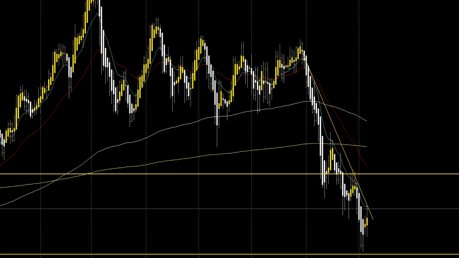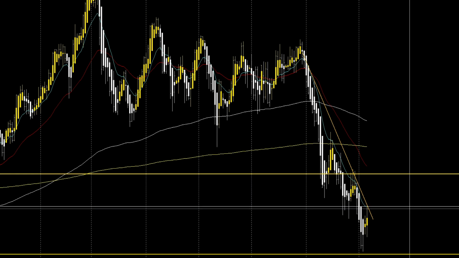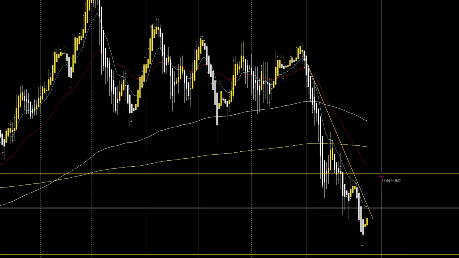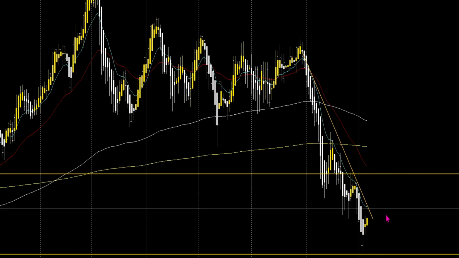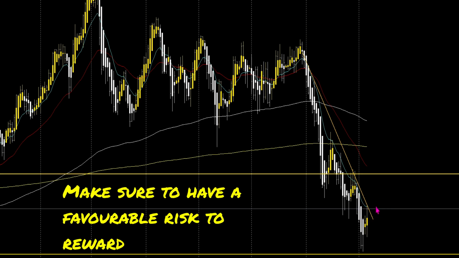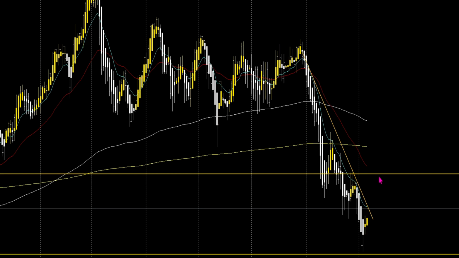So in this case, we can measure the distance from the trend line up to here, and it's around about 200 pips. So what we need to understand is that whatever entries we do take, we need to make sure that we have 2:1. So a 100 pip stop loss to try and get to this 200 pip target up here.